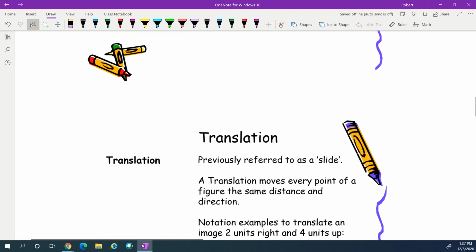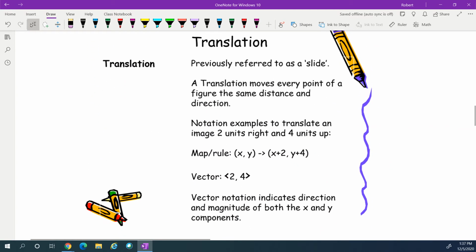Well, we're going to start with translation. And a translation is nothing more than a slide. We're relocating the image. We're not changing its size. We're not changing the way it's facing, its orientation. We're just moving it from here to there. And we have two different ways of showing how we're moving it. The first is called a map or a rule, and the second is called a vector. Notice that they actually have the same information. Both of these have a +2 and a +4.